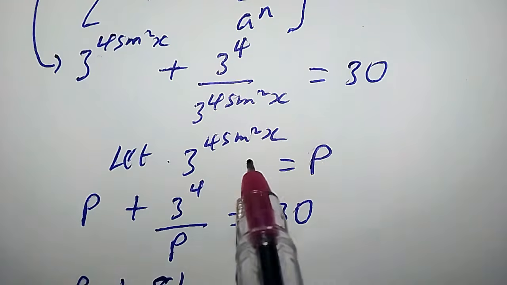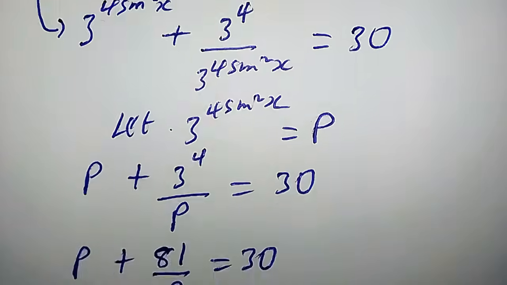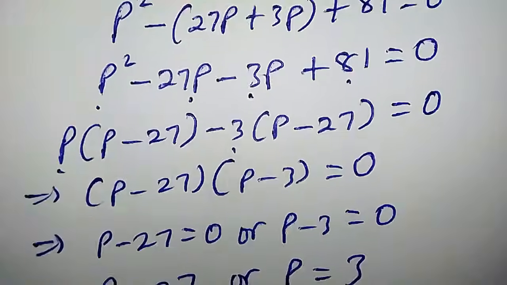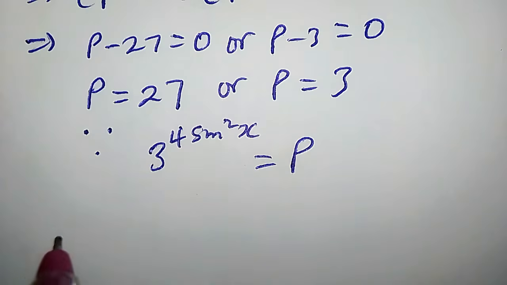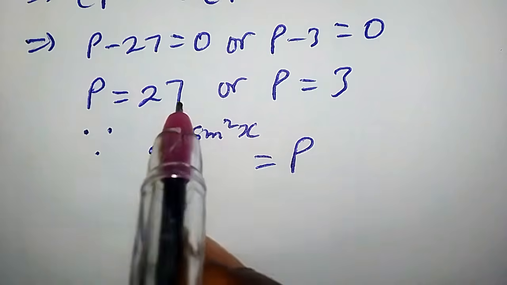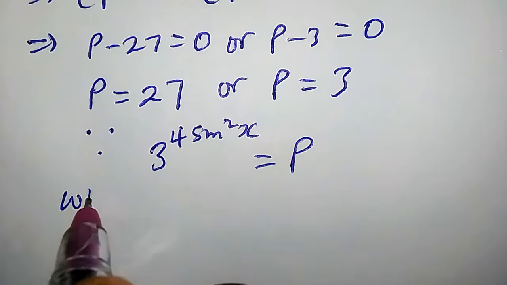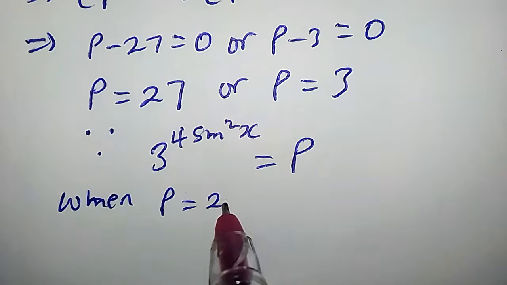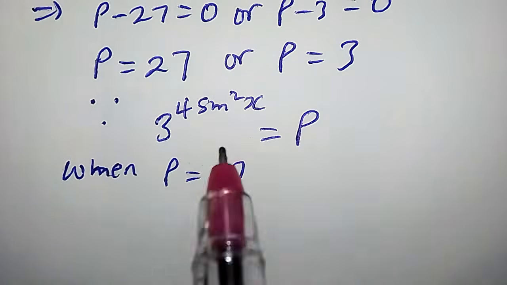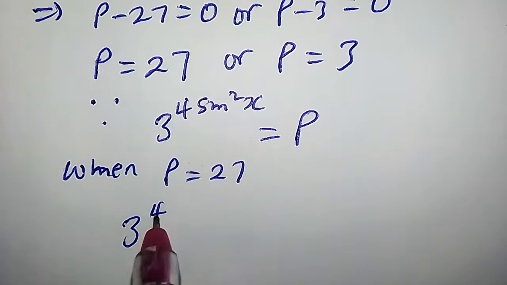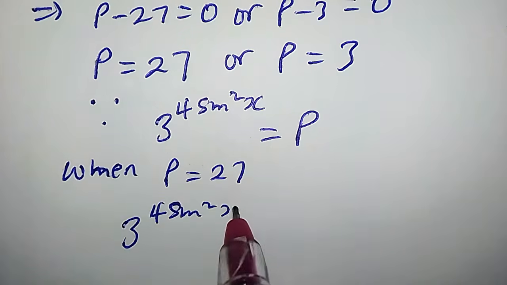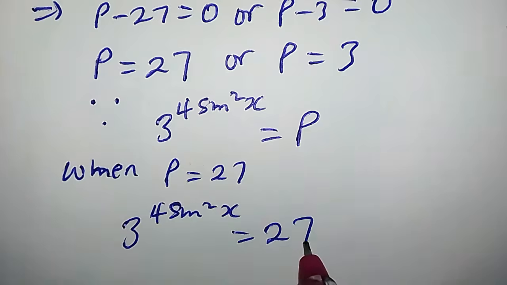It's actually from this line. Let's proceed further. What we have to do now is to consider each value of P. Considering this guy first, when P is equal to 27, from here we now have 3 raised to 4 sine square x equal to 27.